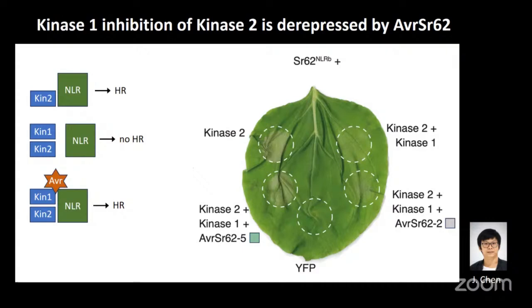However, if you co-express kinase 1 and kinase 2 in trans together with the NLR, that HR doesn't happen. So in other words, kinase 1 is negatively regulating kinase 2. And you can de-repress that regulation by delivering in trans a functional version of the effector, which is shown at 7 o'clock. When you deliver a non-functional version of the effector, that de-repression does not take place, as shown at 4 o'clock.